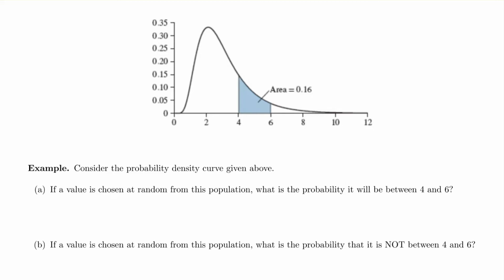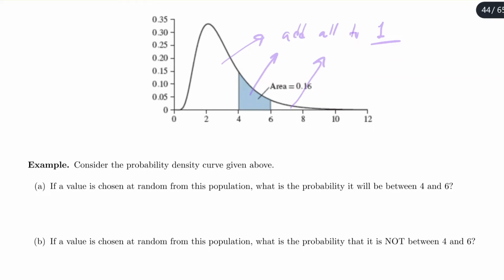So, consider the probability density curve given above. Let's note one thing first. If I add all this area together, it adds up to 1. So keep that in mind. If a value is chosen at random from this population, what is the probability that it will be between 4 and 6? What this is saying is we're looking at this area right here.